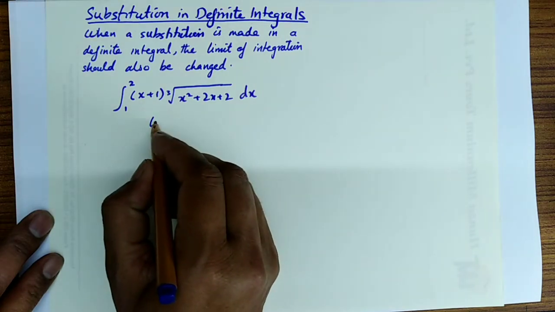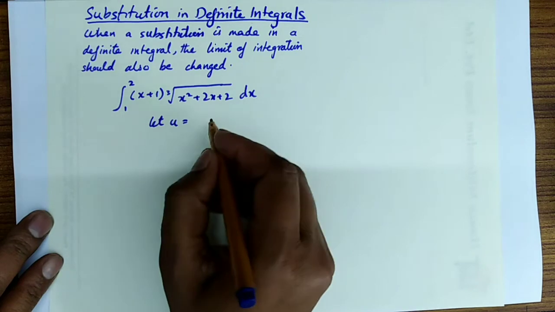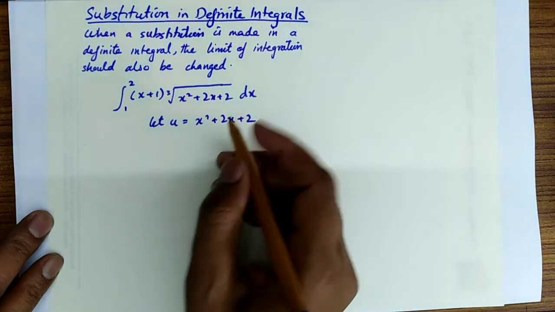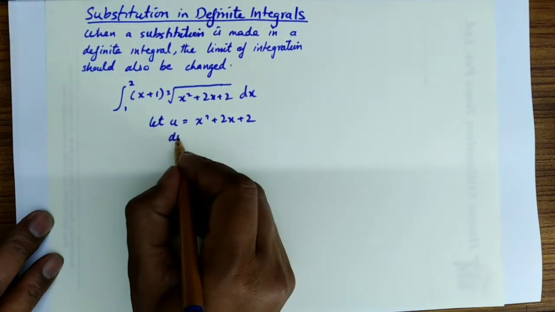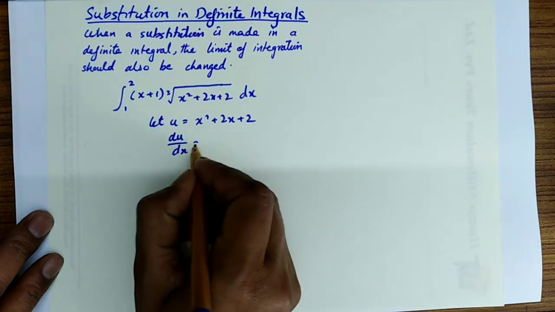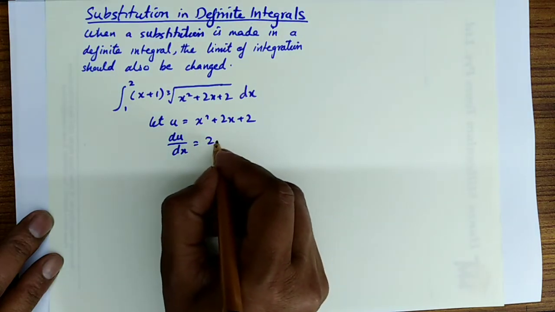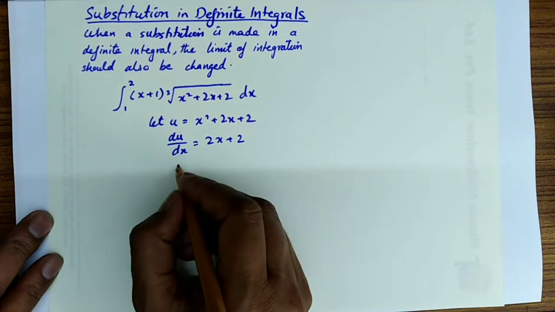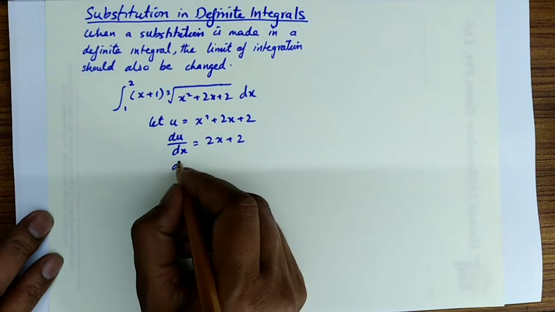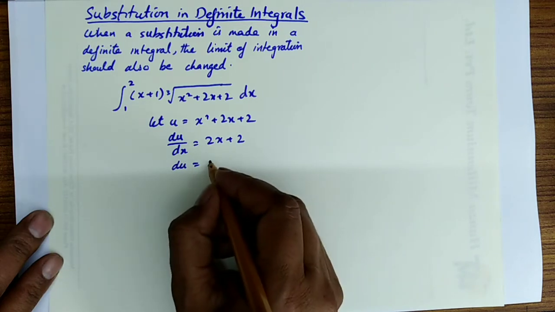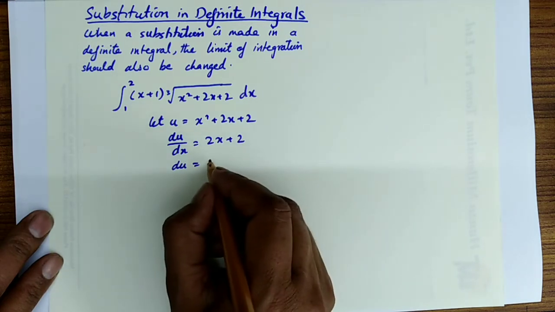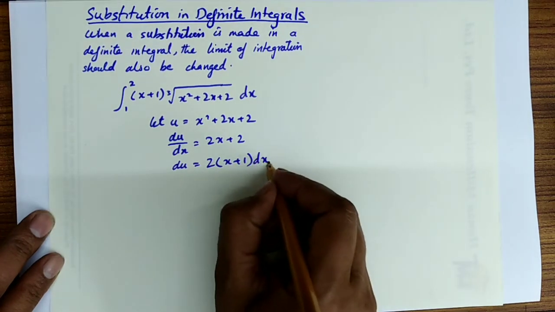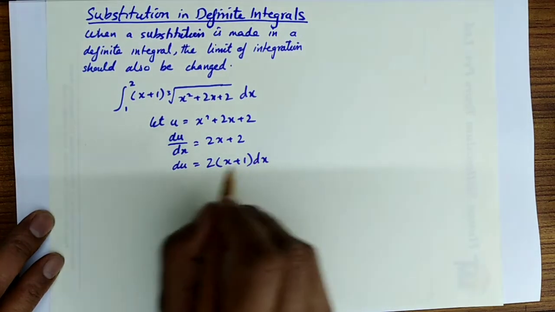Now in what way we have to substitute? We are supposing that let u equals x square plus 2x plus 2, right? Now taking the derivative, du upon dx gives us 2x plus 2, and finding du: you can take 2 as a common from here, x plus 1 dx, right? Now this is the derivative.